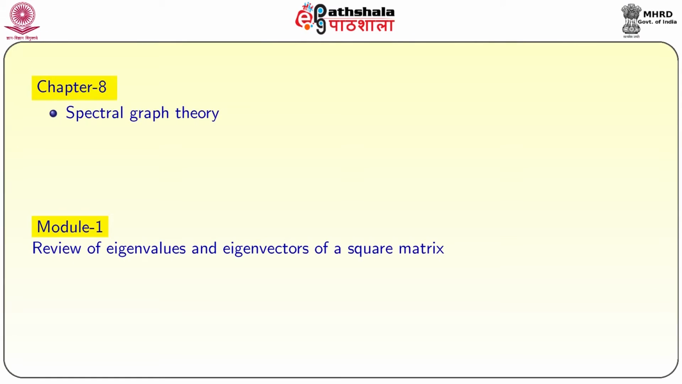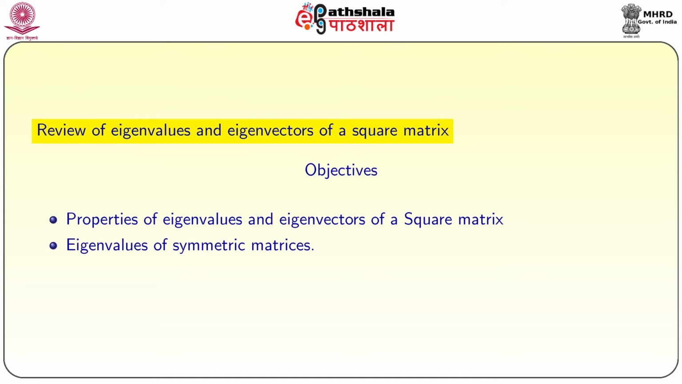Chapter 8 is about spectral graph theory. In this chapter, the module 1, we will see a review of eigenvalues and eigenvectors of a square matrix. Objectives of this module are properties of eigenvalues and eigenvectors of a square matrix, and eigenvalues of symmetric matrices.